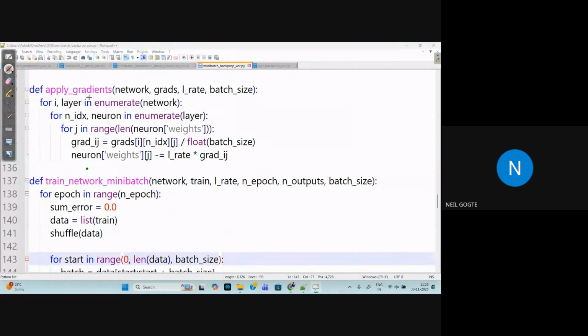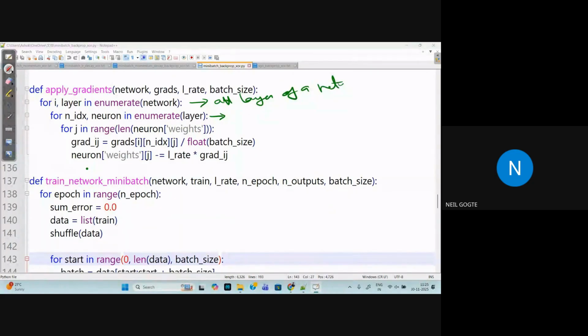So we are now going to apply the gradient to every weight. See the way it goes. It's an iteration of the network. We are going through all the layers of the network, and through all neurons of all layers of the network.